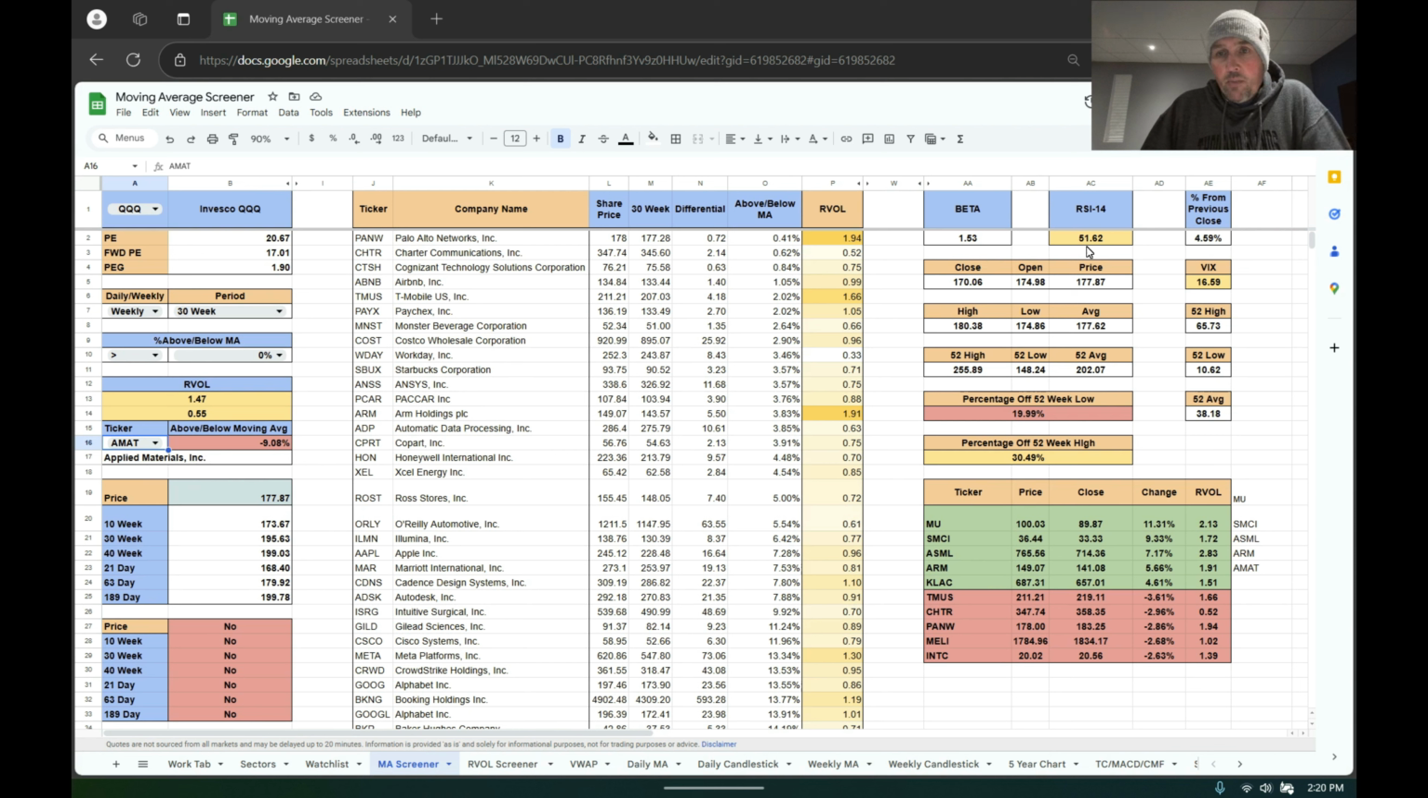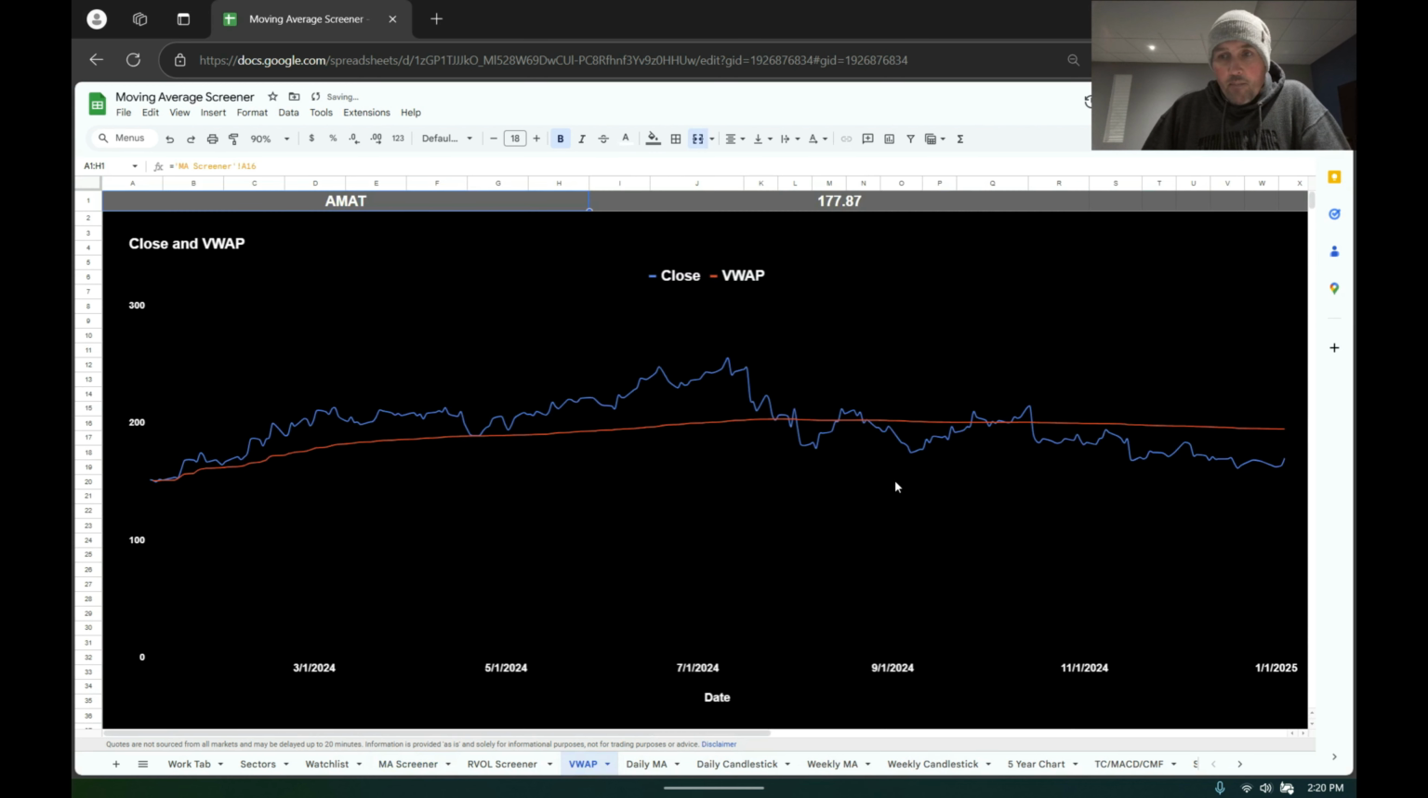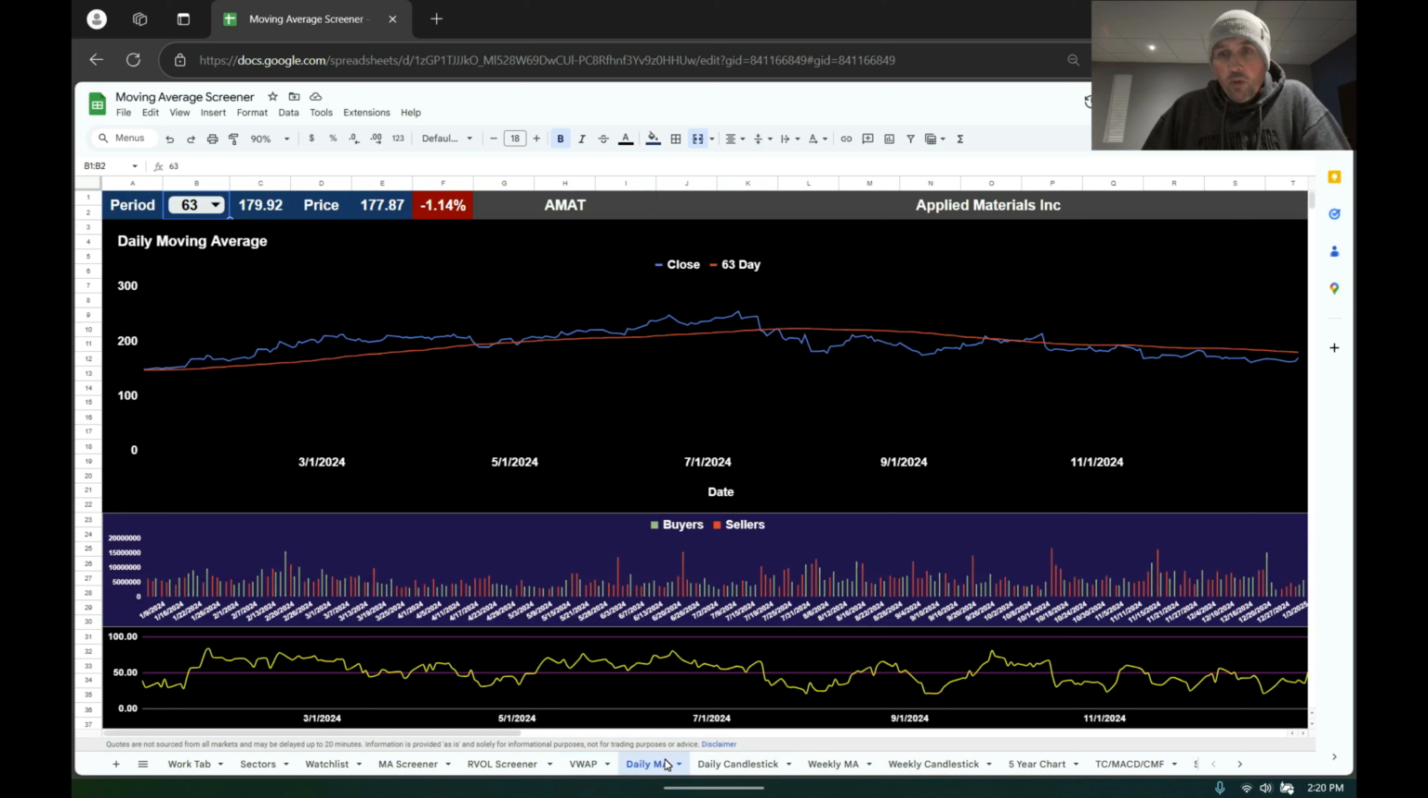That's a 1.53 beta. This crossed on Friday, or it was above the RSI on Friday. It's 20% off its 52-week low and 30.5% off of its 52-week high. If we look at the VWAP, we are well below VWAP. To get above VWAP, we need to get to 194. We're only at 177.